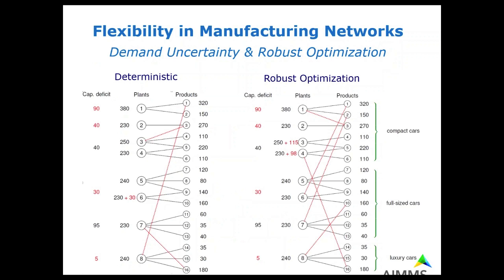So that means that here we not only decide on the amounts that are produced, but also we decide in a robust way how to specialize plants to be able to produce some types of products, and possibly also how much to expand the capacity of a plant at the same time as the specialization decision. So I hope that these examples provide, as I said, a broader view on the matter and also on the available AIMMS features for dealing with uncertainty.